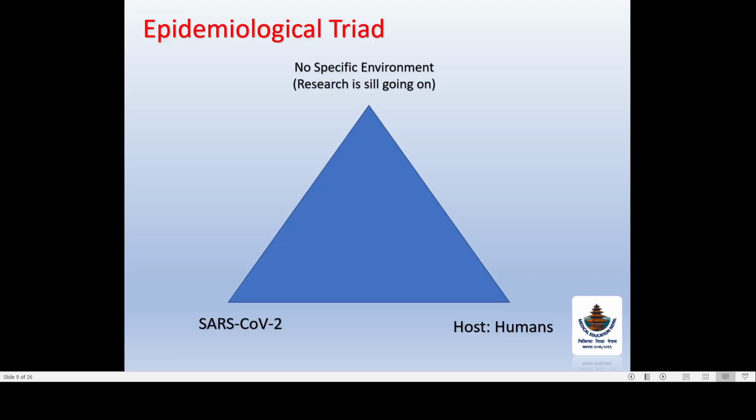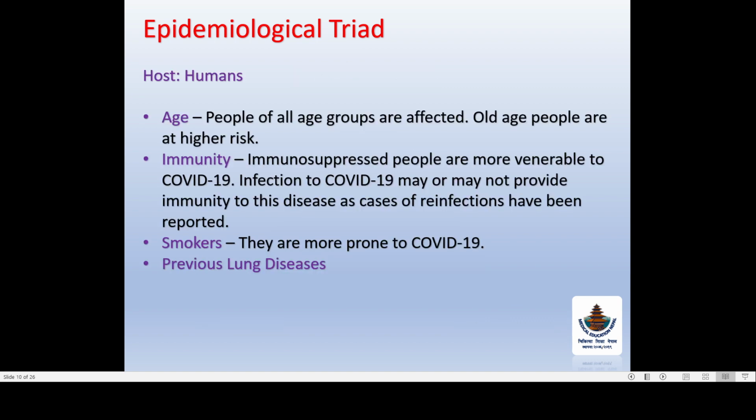Now, looking at the epidemiological triad, it is composed of environment, agent, and host. The agent we have already known, SARS-CoV-2. The hosts are humans, and for the environment, currently there is no specific data regarding this, and the research is still going on. Now, talking about the host, the humans, and their factors: age. It affects all age groups, but older people are at a higher risk because their immune systems are particularly weak as compared to adults.